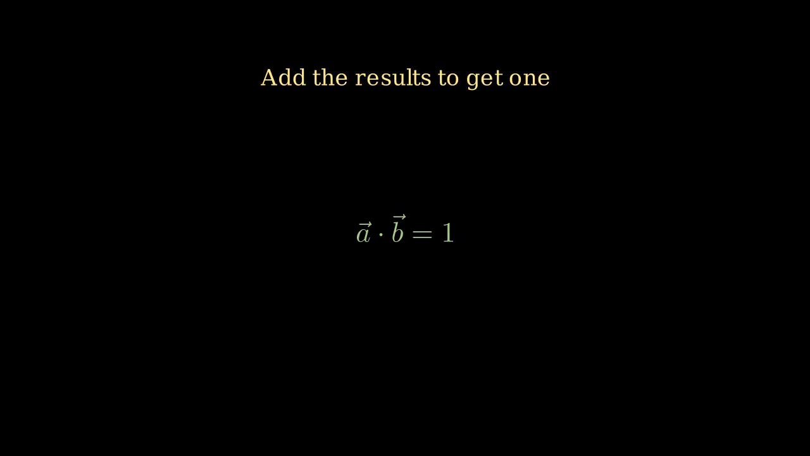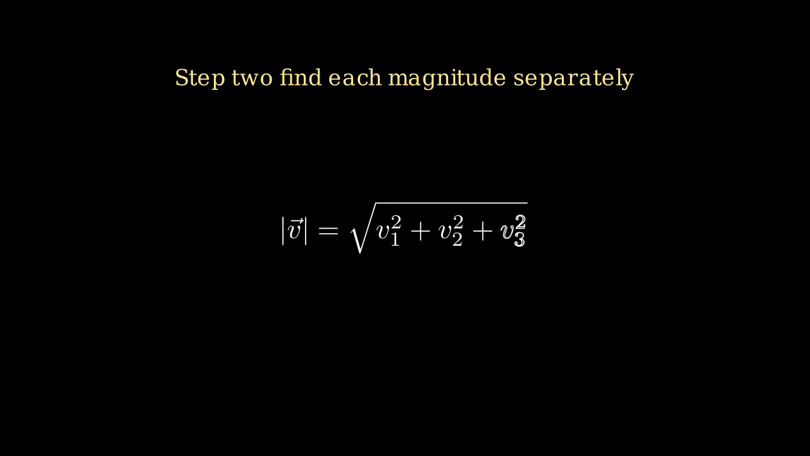Step 2. We find each magnitude separately using the square root of the sum of the squares of its components. In words, the magnitude of a vector is the square root of the first component squared plus the second component squared plus the third component squared.